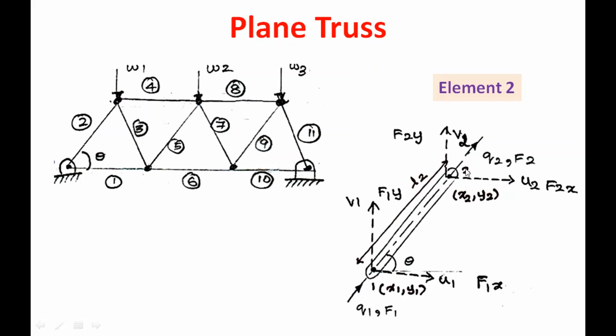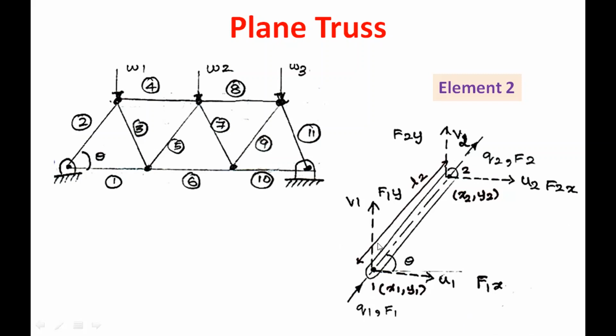At node 1, q1 is used for local displacement, and f1 is the axial force acting along this node 1. Similarly, at node 2 we have q2 as the axial displacement and f2 is the axial force. These q2 and f2 are in the local coordinate system. Now we are going to resolve this local coordinate system, both the displacement as well as the forces, in terms of global coordinate system. So how to resolve it?